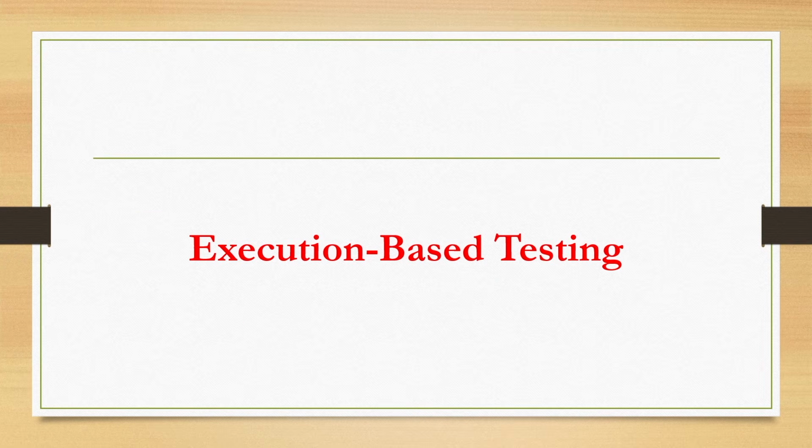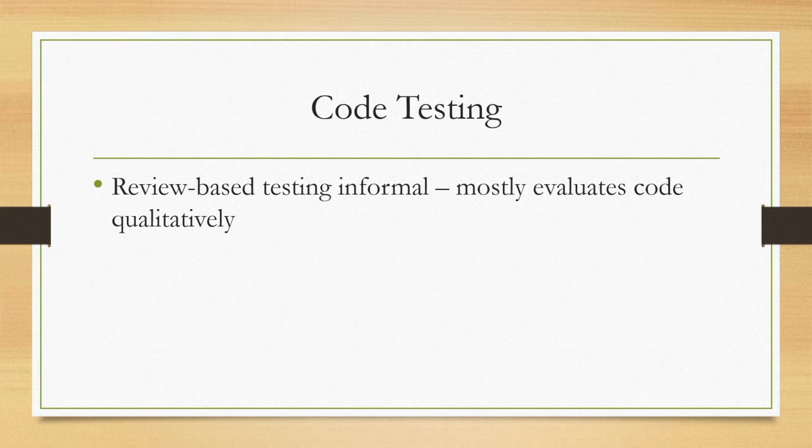The other type of code testing is execution based testing. Unlike review based, where we primarily go through the code manually and do the testing, in execution based that is not the case. So, review based testing is somewhat informal. They are primarily meant to evaluate the code qualitatively. That is 100% true for the inspection based method, but partly true for the walkthrough based method, although in walkthrough also one of the objectives is to identify violation of coding standards along with logical errors.